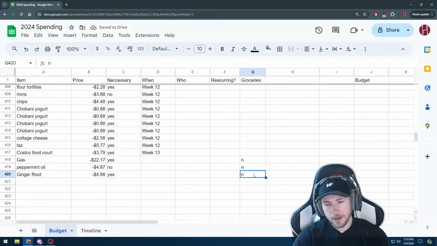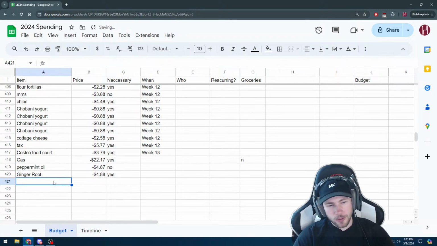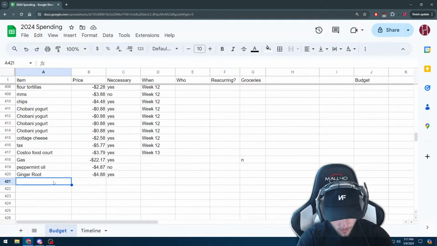Well, that was kind of bad. We'll say they're both groceries. There's a little bit of ambiguity there. We don't really have a good budget section for things like that. So we kind of just have to stick them where they fit the best.